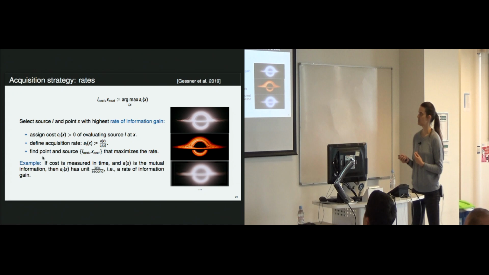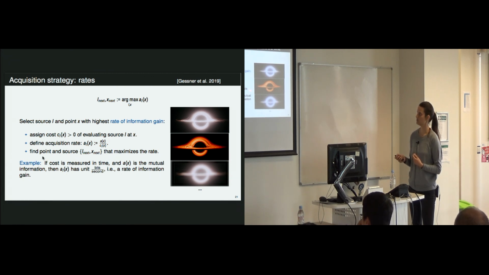And for that, we assign a cost for evaluating source L at x, which is positive, that we assume to know. So an easy example of that would just be assuming that each of those simulations run in constant time, independent of the input, and you know the runtime of the simulation. And then this would not be a multi-source model, but a multi-fidelity model.